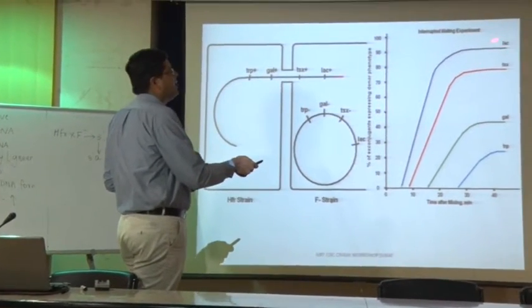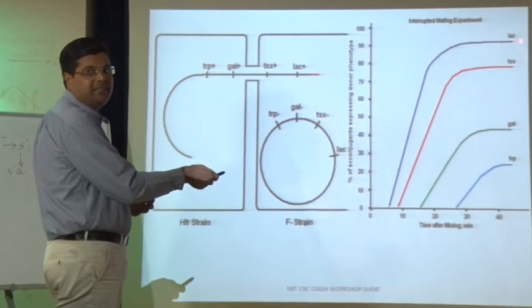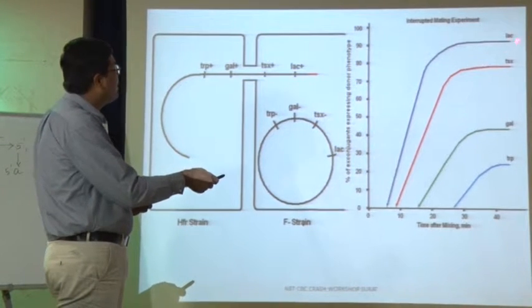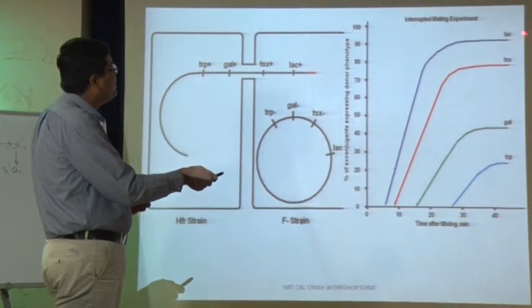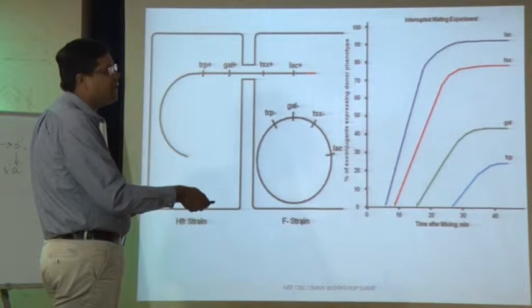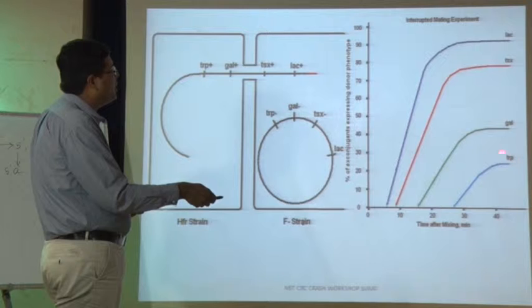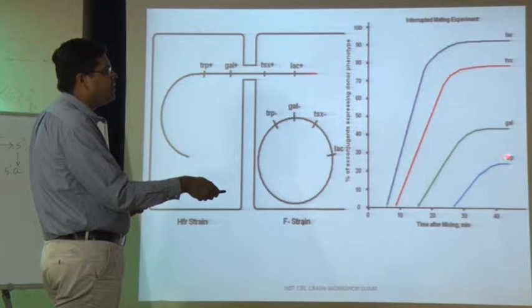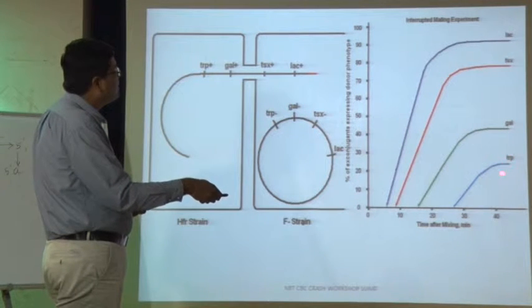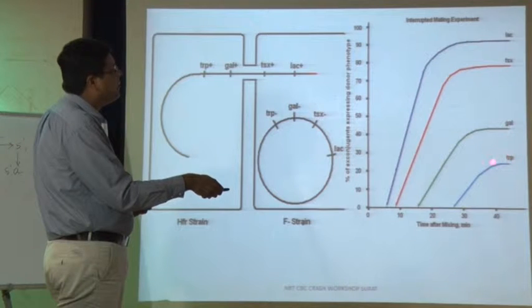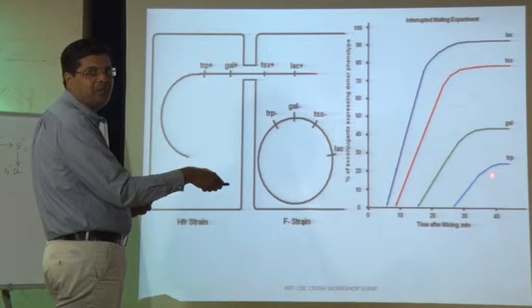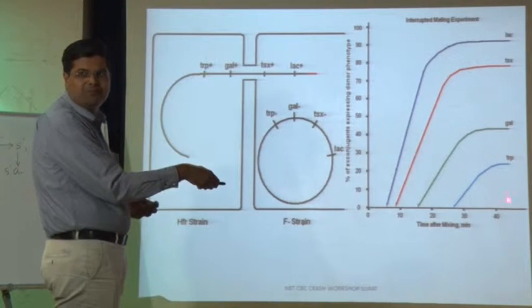For example, here LAC is that marker, lactose utilizing gene is that marker. So that's why the sequence will be LAC, TSX, GAL and TRP. You can see the TRP is entering into the recipient cell at the lowest frequency. The reason may be that this marker may be away from the integration site of the F plasmid towards the 3 prime end.